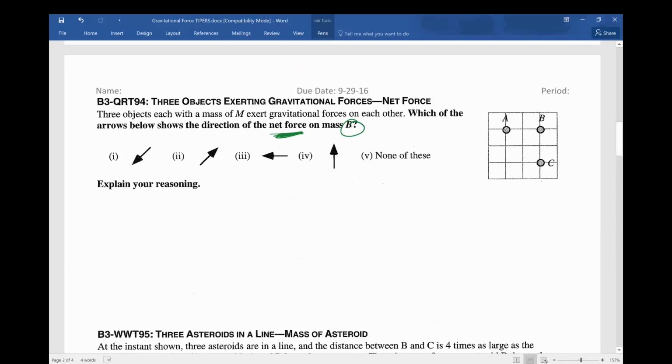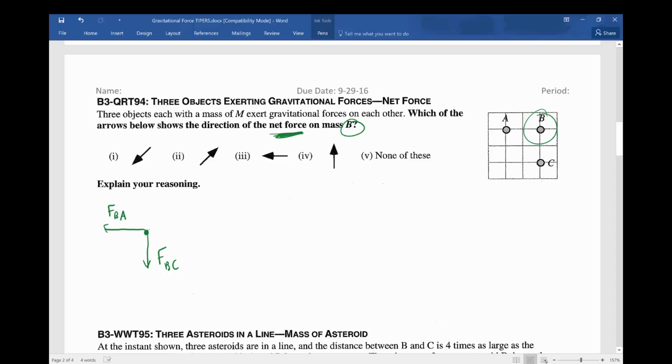We're going to focus our attention on mass B. So we're going to draw a free body diagram for that. Mass B has two forces exerting on it. So we're going to look at it right here. One of them is going to be in this direction, and that is the force of gravity on B due to C. And there's another gravitational force by the other mass, and that is the gravitational force on B due to A.